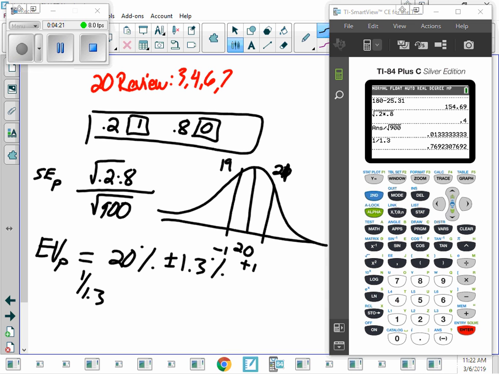So I get a z-score of 0.77. And the nice thing is, it's a positive z and a negative z. So I don't need to shade norm. I can just look at my table. So I go to the table, 0.77, which is 0.56. So 56%. All right. Wait, is that everything? Yes.